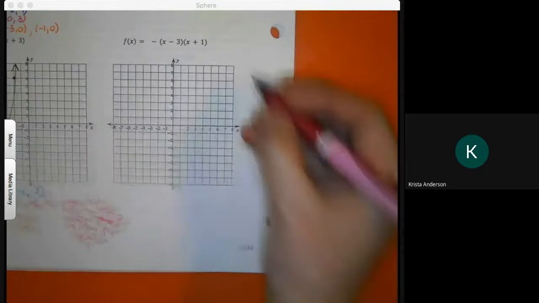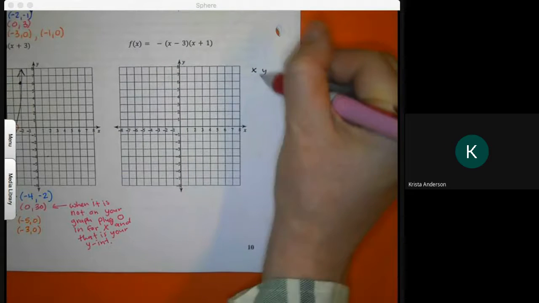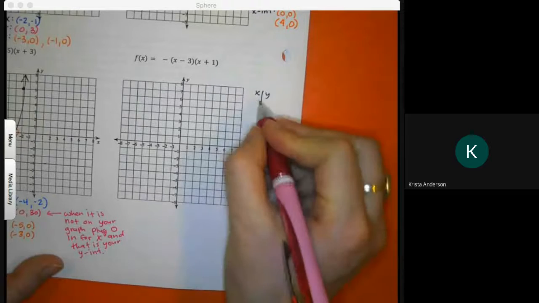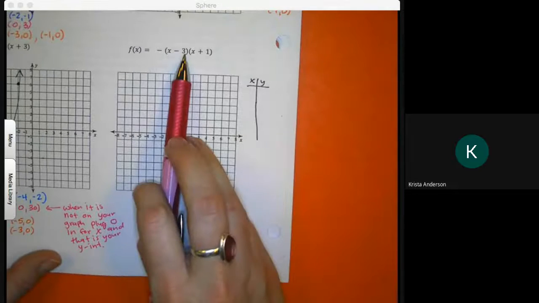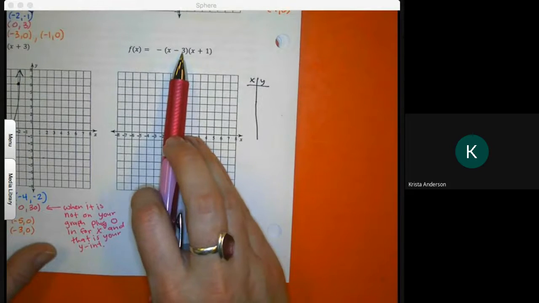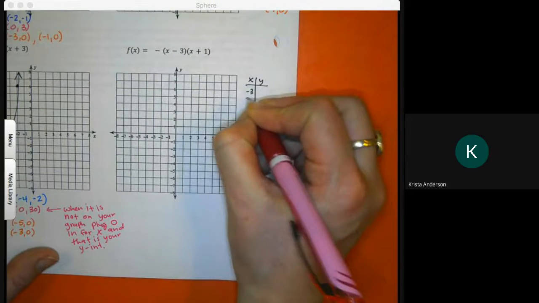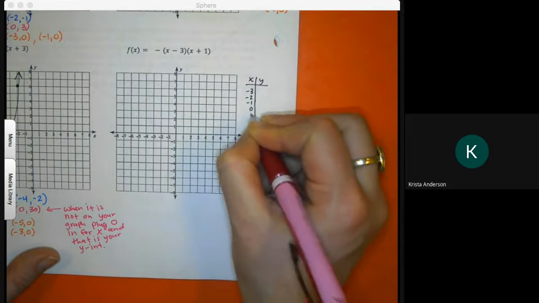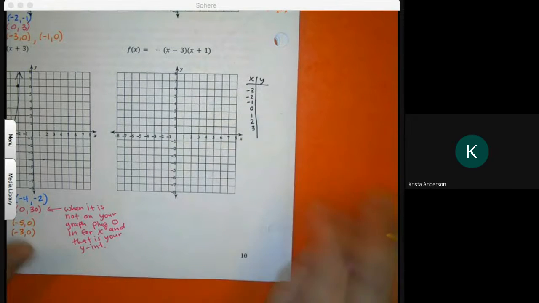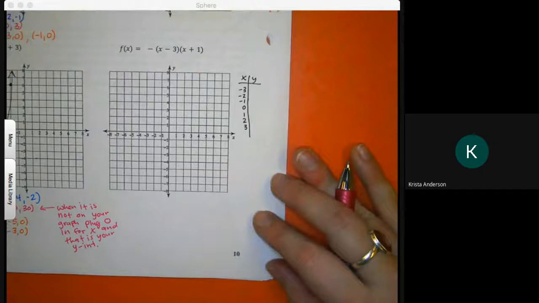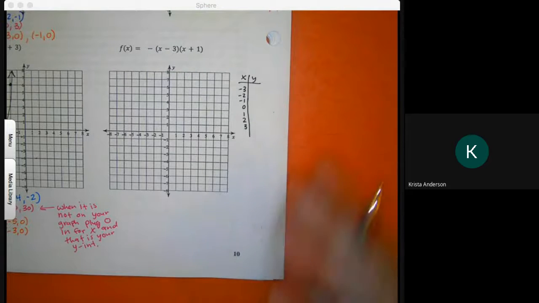Last question. X, Y. My biggest number is a 3. So I'm going to start with -3 and go to +3. See if I can graph that parabola.